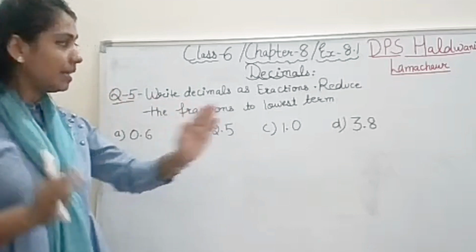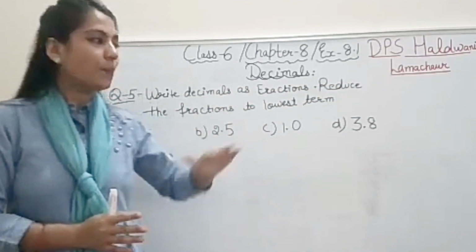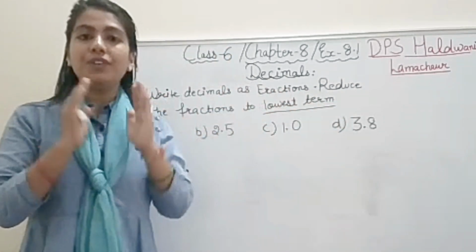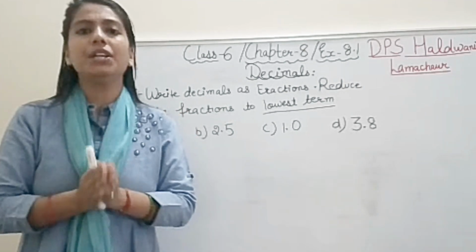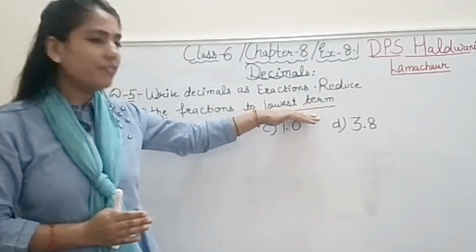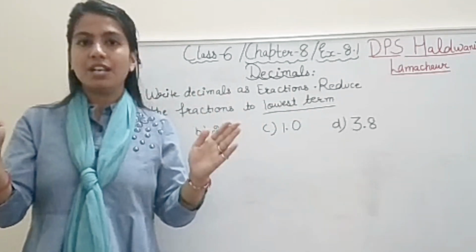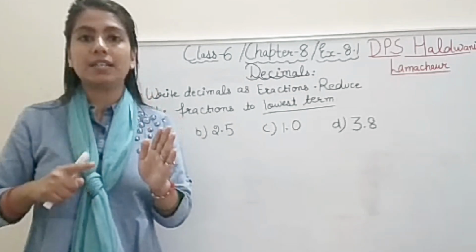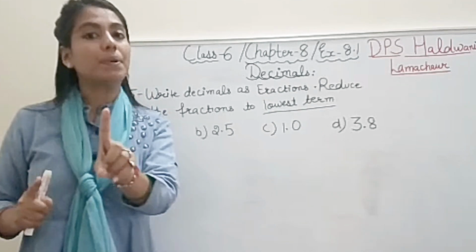Now next part is reduce the fraction into lowest term. What is this lowest term, student? This term you will listen throughout the mathematics, convert into lowest term. What the meaning of this is, whenever you will have a term into fractions, you have to convert into lowest term by cancelling to each other with the same table.